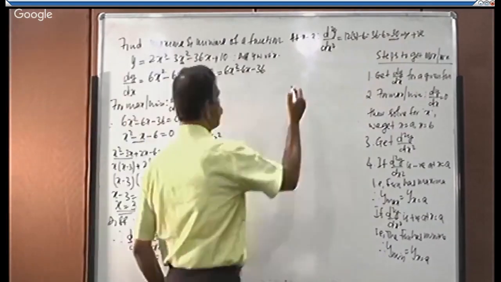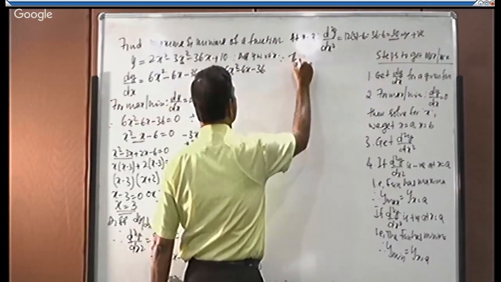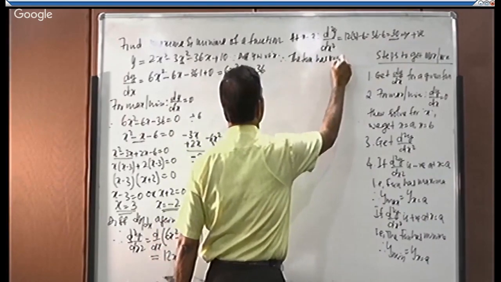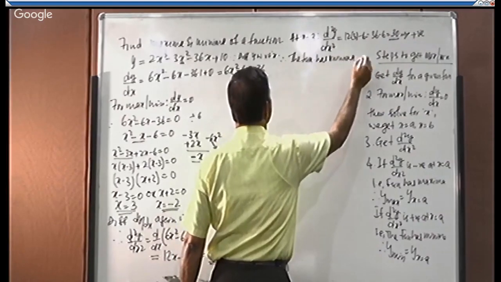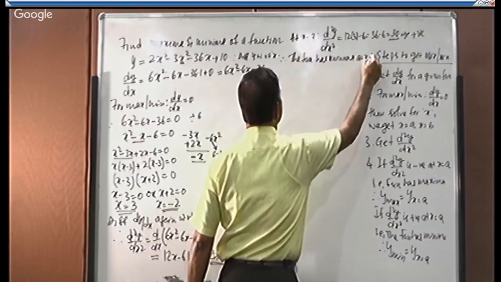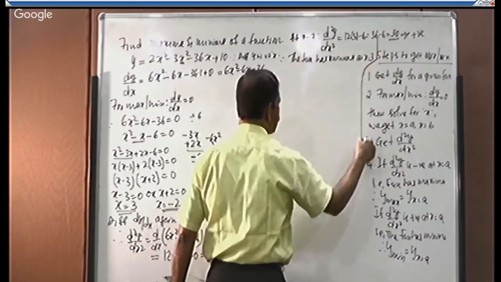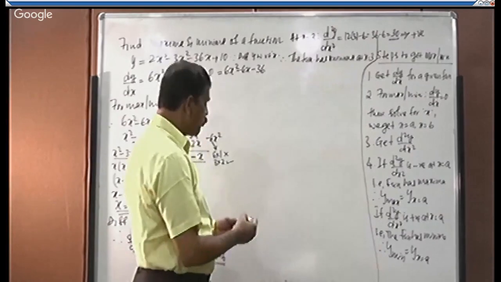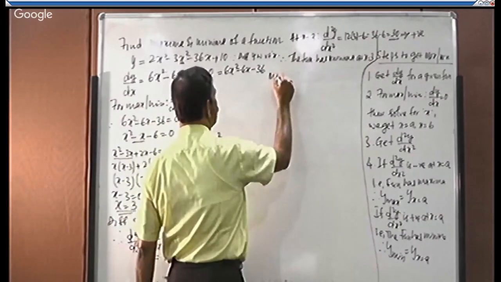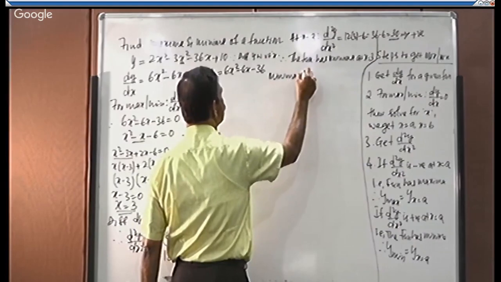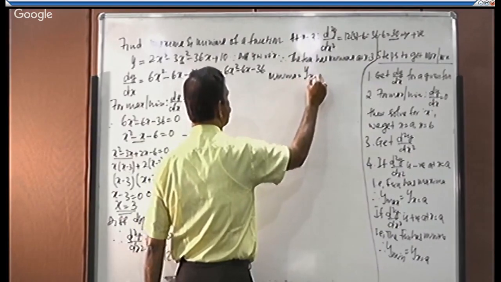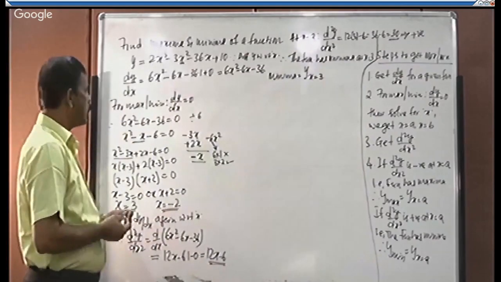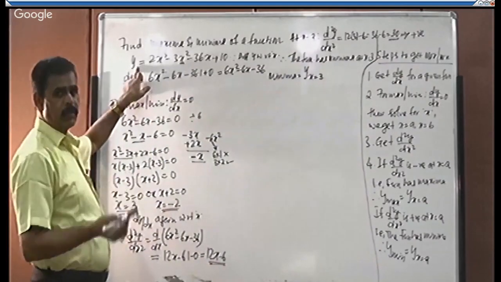Correct? So this indicates, therefore, the function has minimum value. Minima at x is equal to 3. Correct? The function has minima at x is equal to 3. Now to get the minimum value: y minima is equal to y at x is equal to 3. By substituting x value as 3 in y, you will get the minimum value.